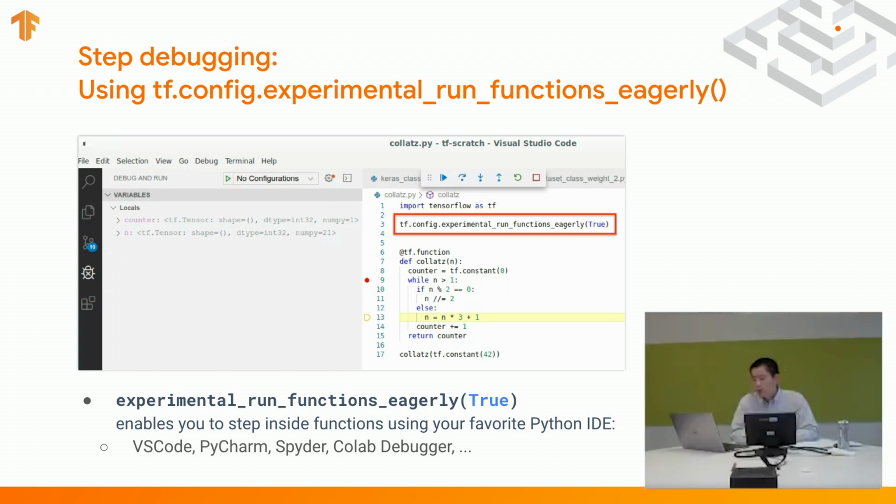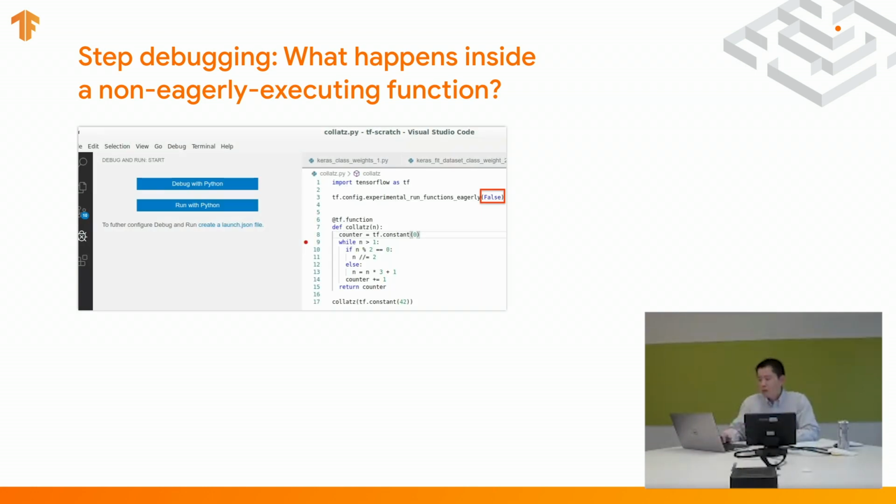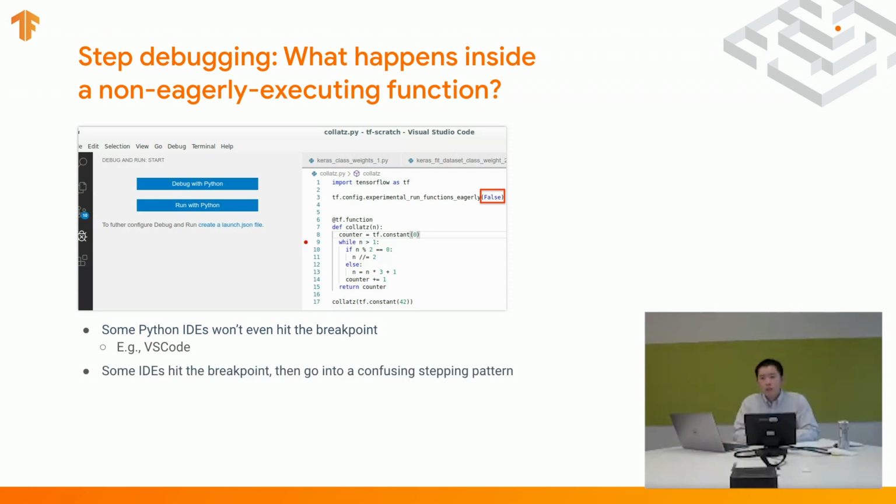This slide shows an example of using VS Code to do step debugging on a tf.function after you call experimental_run_functions_eagerly with True. However, if you don't call that function, or if you call it with False, then it's not a good idea to step debug your tf.function. For some IDEs, if you add a breakpoint, it's not even going to hit that breakpoint. In other IDEs, it will hit that breakpoint, but the stepping pattern after that breakpoint will be very confusing.